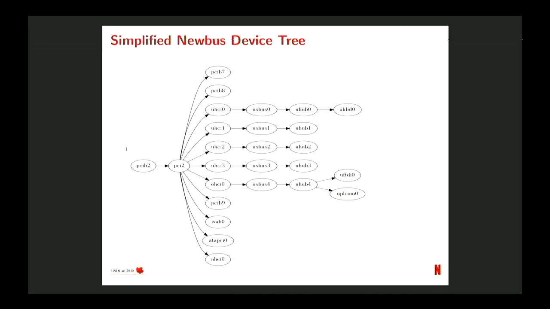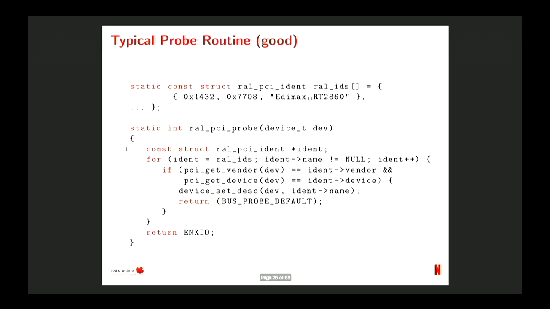This is just a device tree. The important part here is the PCI bus has a lot of children. The PCI bus populates each of these children with a generic node and then calls the probe routine for each of the PCI drivers to ask if it's yours or not. This is a typical probe routine that is less bad than others, for the RAL driver. And the important part here is there's a table and a loop that goes through the table and finds it and returns information.